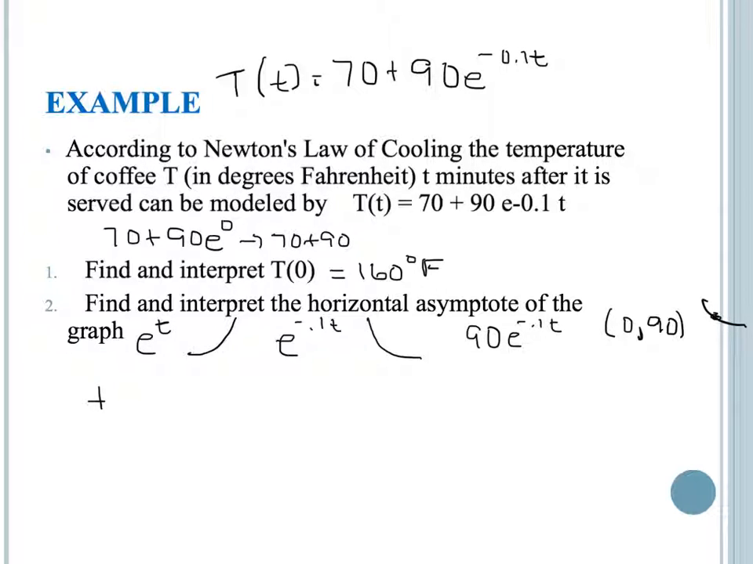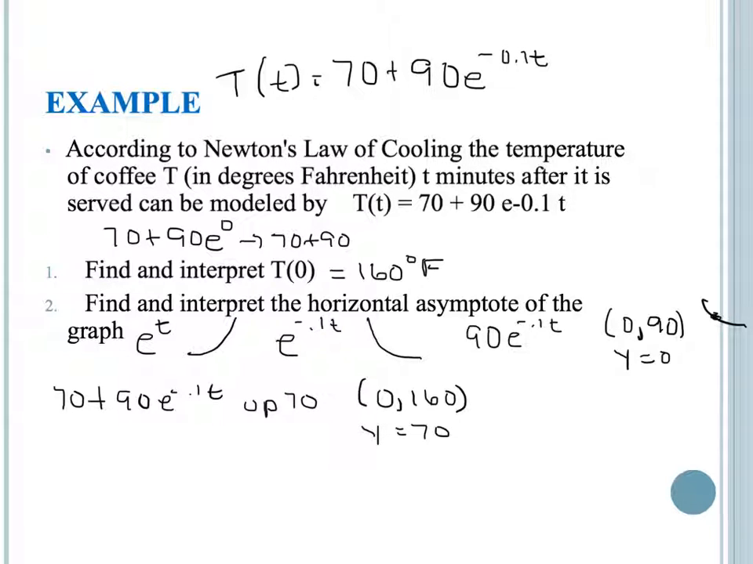Then I added 70 onto it. And my horizontal asymptote stayed at y equals 0 before that, because multiplying 0 by 90 changed nothing. So by adding 70, that's shifting my graph up 70, which means I now have a y-intercept at (0, 160), and my horizontal asymptote is at y equals 70. So this is my horizontal asymptote.